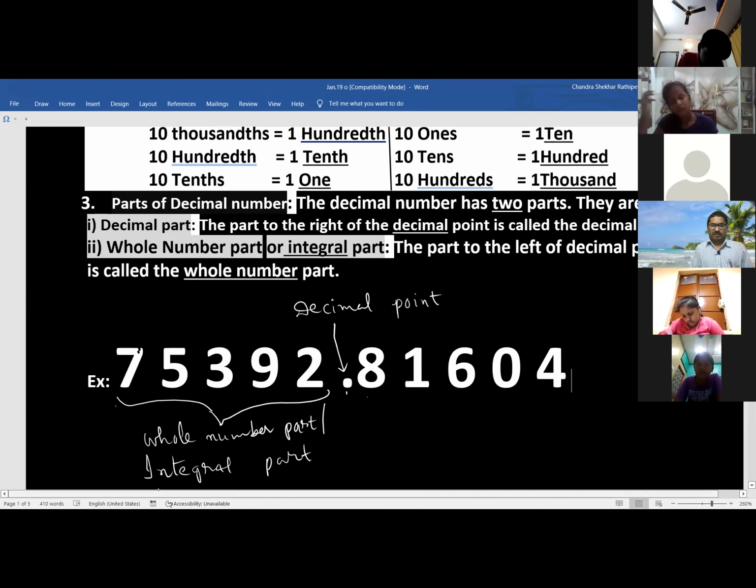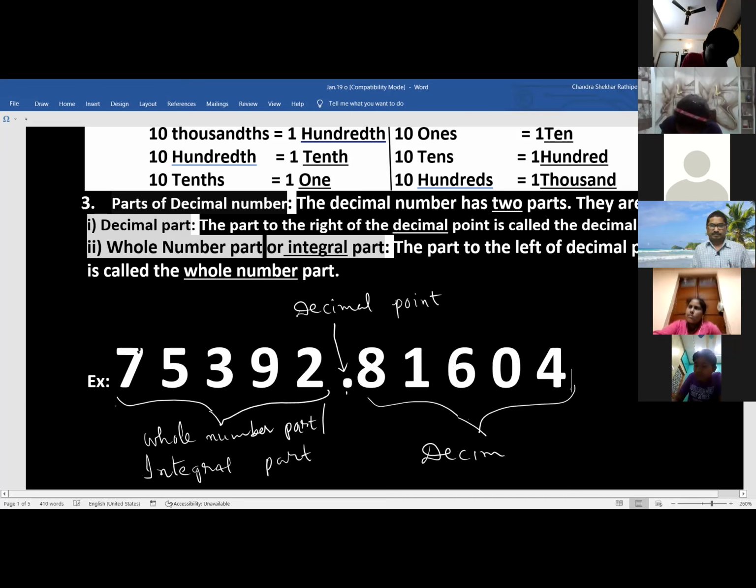The part to the right of the decimal point is called the decimal part.